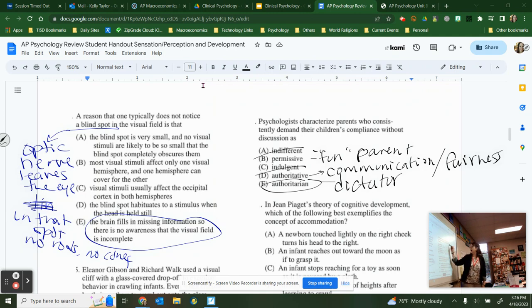Authoritarian is the one without discussion. There's no communication. It's my rules or you can get out of here. Versus authoritative, we're going to have rules that we both kind of agree to.